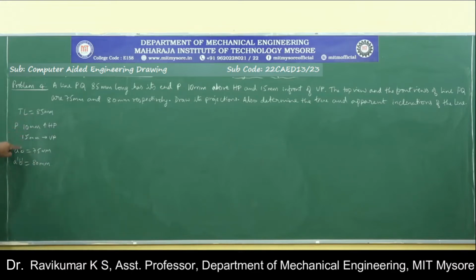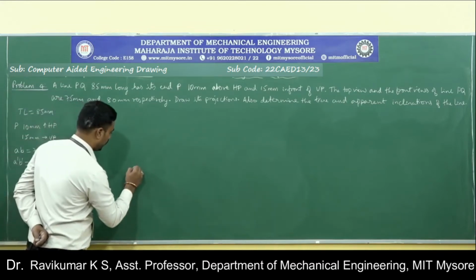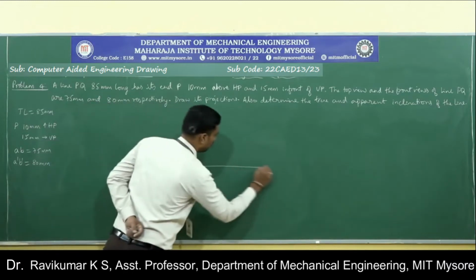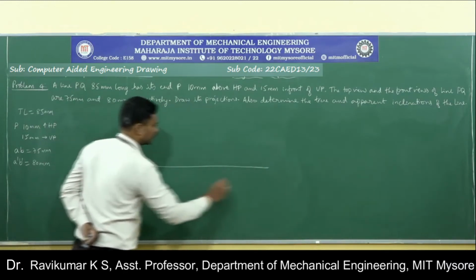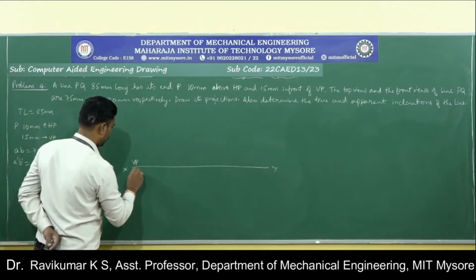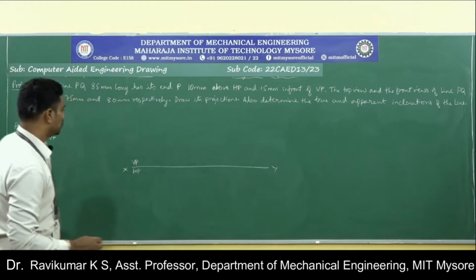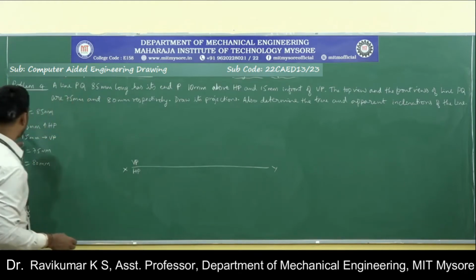Okay, 1, 2, 3, 4, 5. Five data are given. So we need to solve the problem now with these five data. Start with the XY line. You need to draw the XY line, X and Y, VP and HP. So start with the location of point P.